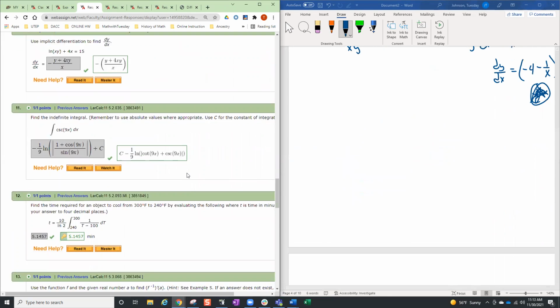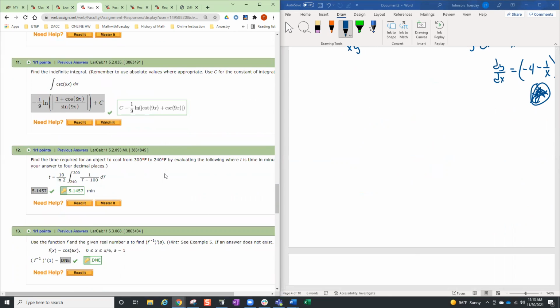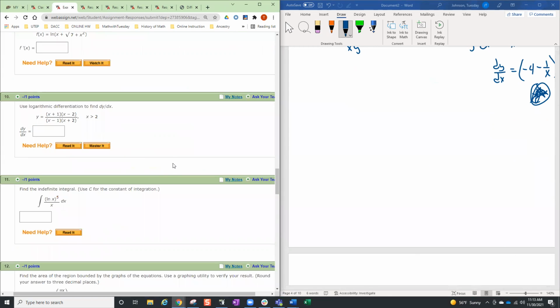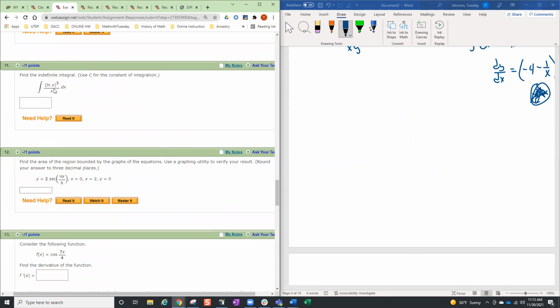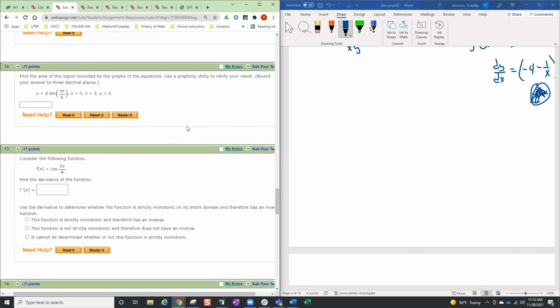Number 10, halfway through. U substitution. Go to mine, not somebody else's. U substitution, let u be natural log of x. The derivative will take care of that x in the denominator. Now we're looking at areas of regions. So now we're looking at integrals. Anytime you see the word area, it's an antiderivative.